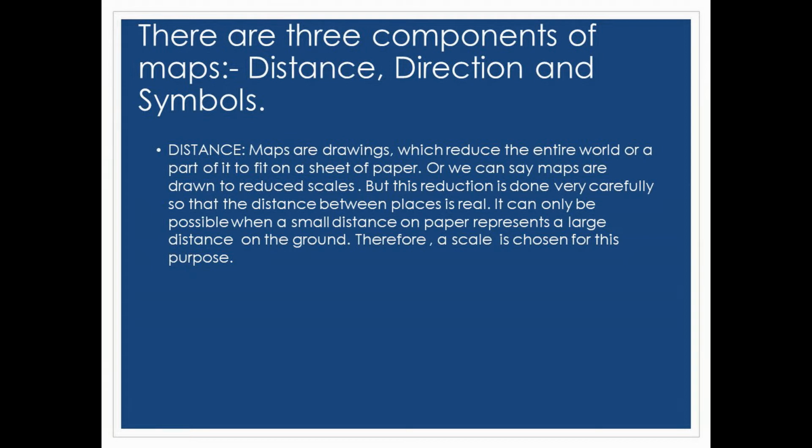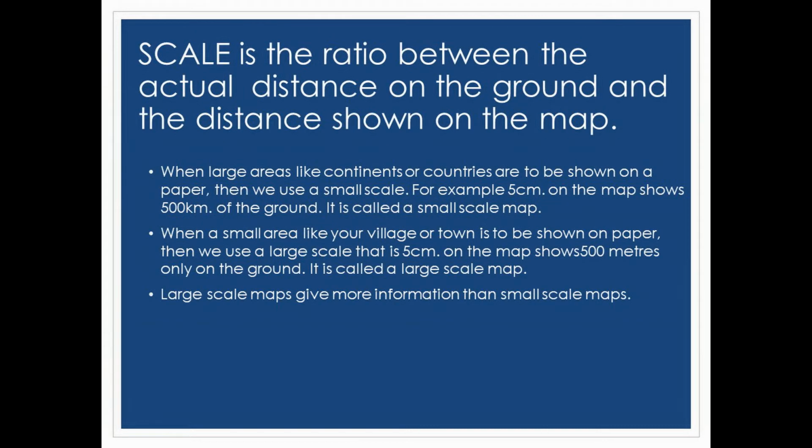First of all, distance. Maps are drawings which reduce the entire world or a part of it to fit on a sheet of paper, or we can say maps are drawn to reduced scales. But this reduction is done very carefully so that the distance between the places is real. It can only be possible when a small distance on paper represents a large distance on the ground. Therefore, a scale is chosen for this purpose. Scale is a ratio between the actual distance on the ground and the distance shown on the map.